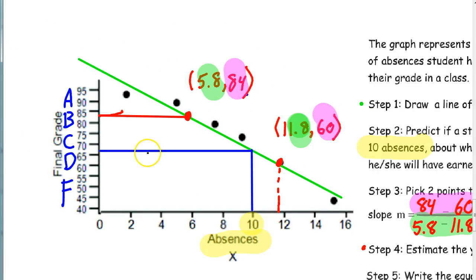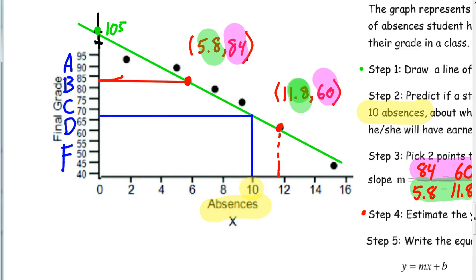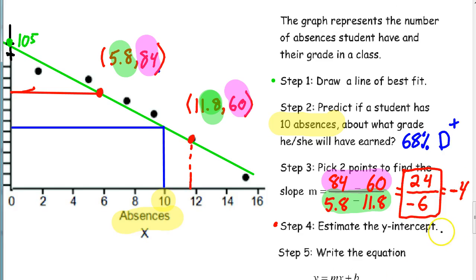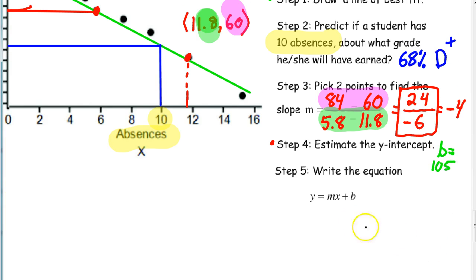Now, we have a little problem here, is that our graph doesn't quite go high, so I'm just going to have to estimate as well as I can. Like this would be 100. So I can say that'd be like 105 as a y-intercept. Right, that's 105. So y-intercept b equals 105. So the total equation, y equals negative 4x plus 105.